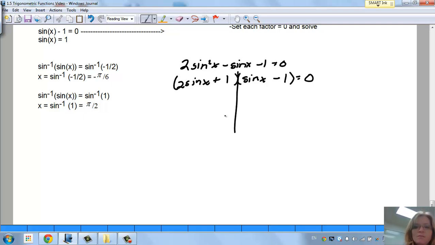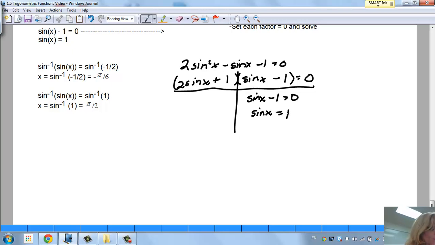Then I'm going to make my big T. So I have the sine of x minus 1. I should first, because I would yell at you if you did this, first of all put it equal to 0. So sine x minus 1 equals 0. Sine of x equals 1. I'm going to stop there for a minute.